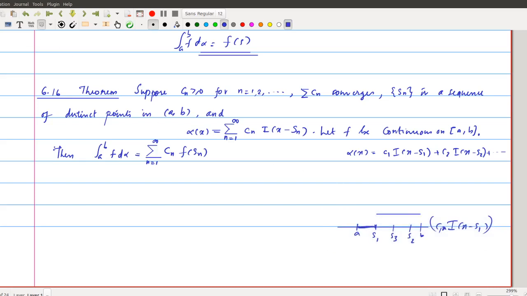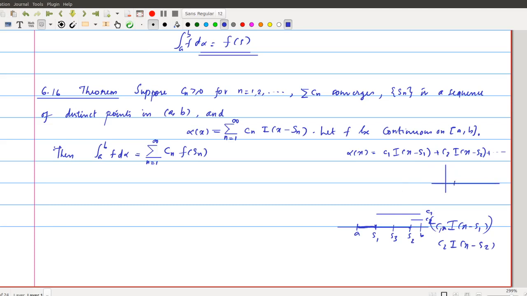Now you consider the second thing, c2 I of x minus s2. For this function, up to this point s2 we have 0 value, and after this s2 we have c2 times this. Okay, suppose this is our c1, and suppose up to this point we have the value c2. Now you consider the sum of these two. How do you get the sum of these two functions?